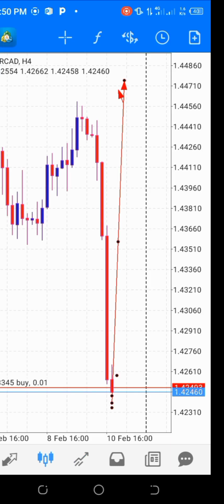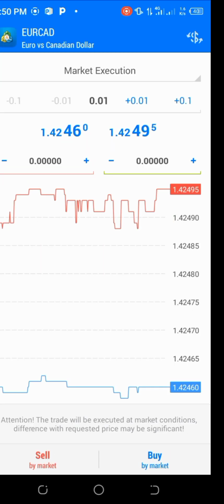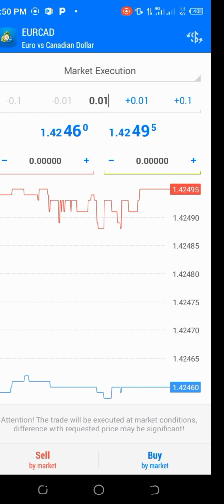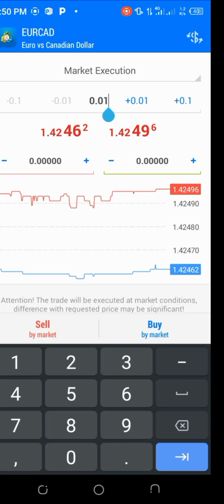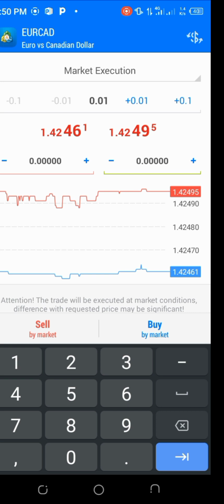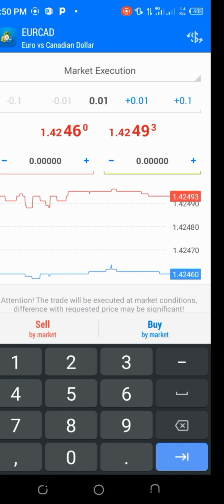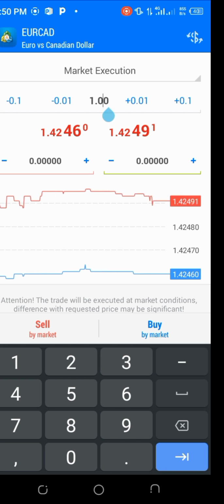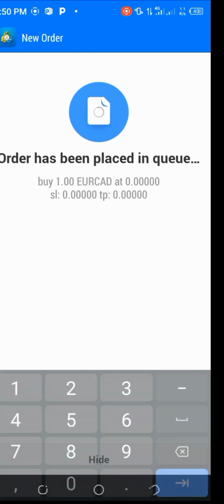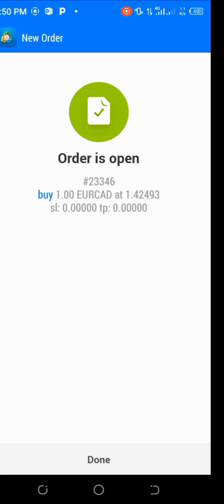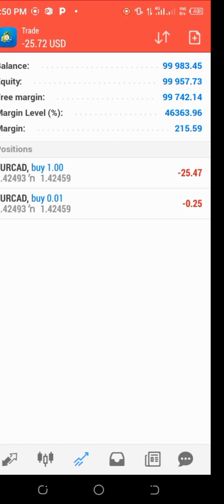So if I come back to this chart and go back to where I was earlier, instead of placing 0.01 here, let me change it and put 1. So here is 1. I hope you understand. I've placed a buy, and let's wait for the trade to be executed.